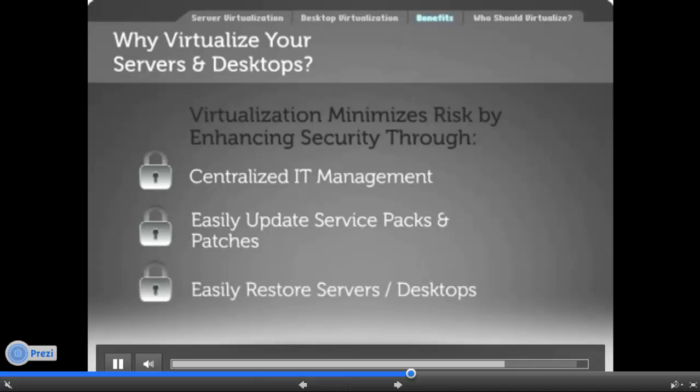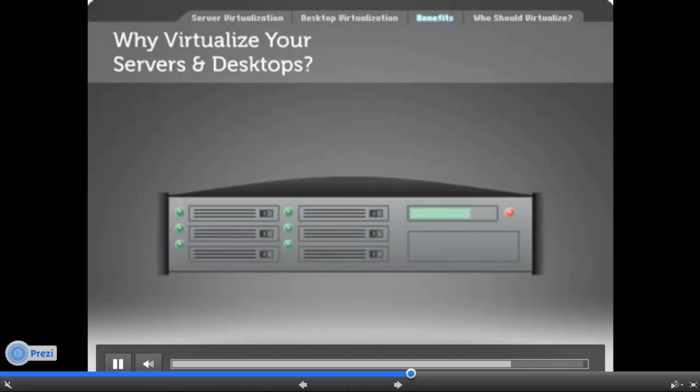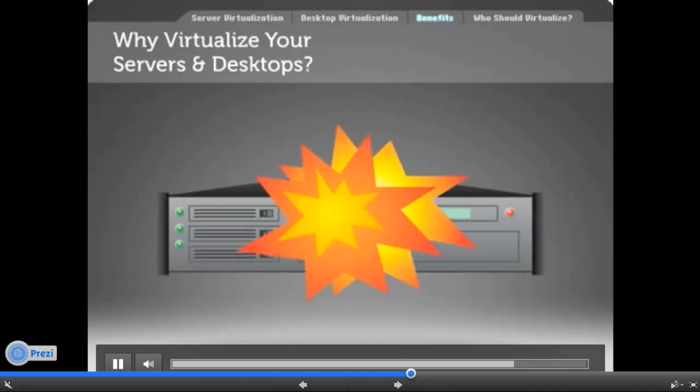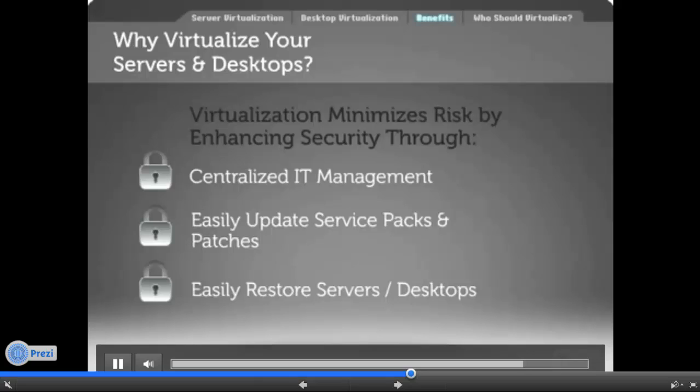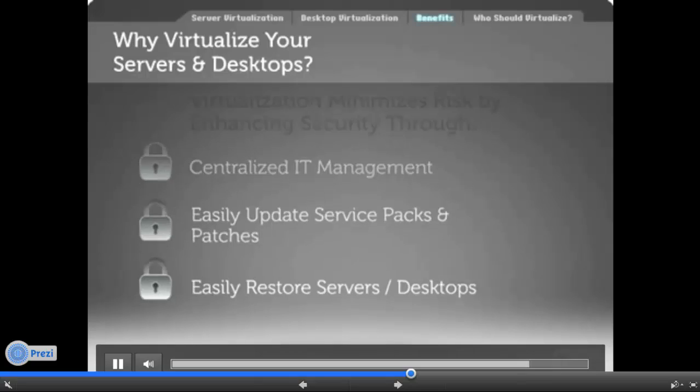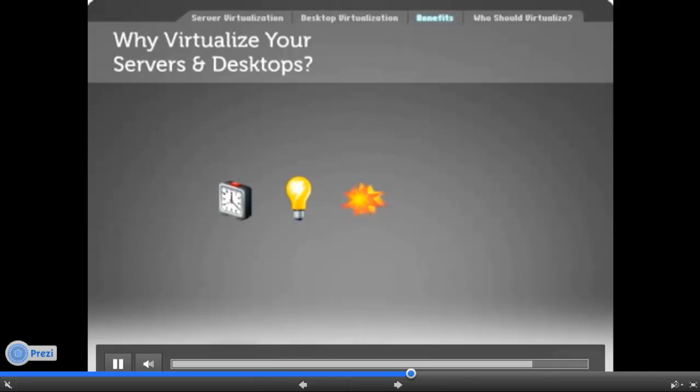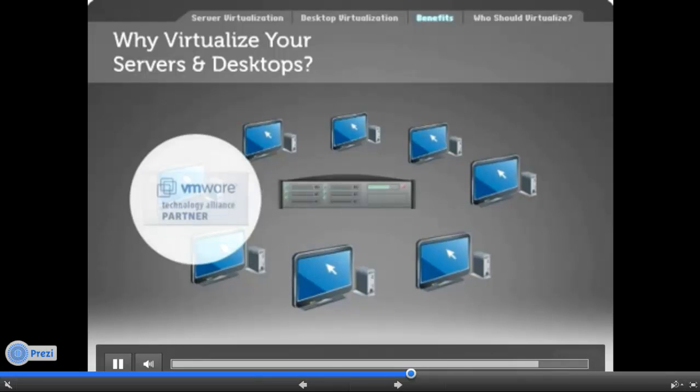Without virtualization, it can take hours, even days, to restore servers or desktops following a system failure or natural disaster. With virtualization, it takes minutes to get things back up and running. A virtualized environment can be an IT administrator's best insurance policy. Wasting time, energy, and losing data is the same as wasting money, but don't worry, I/O has the remedy.